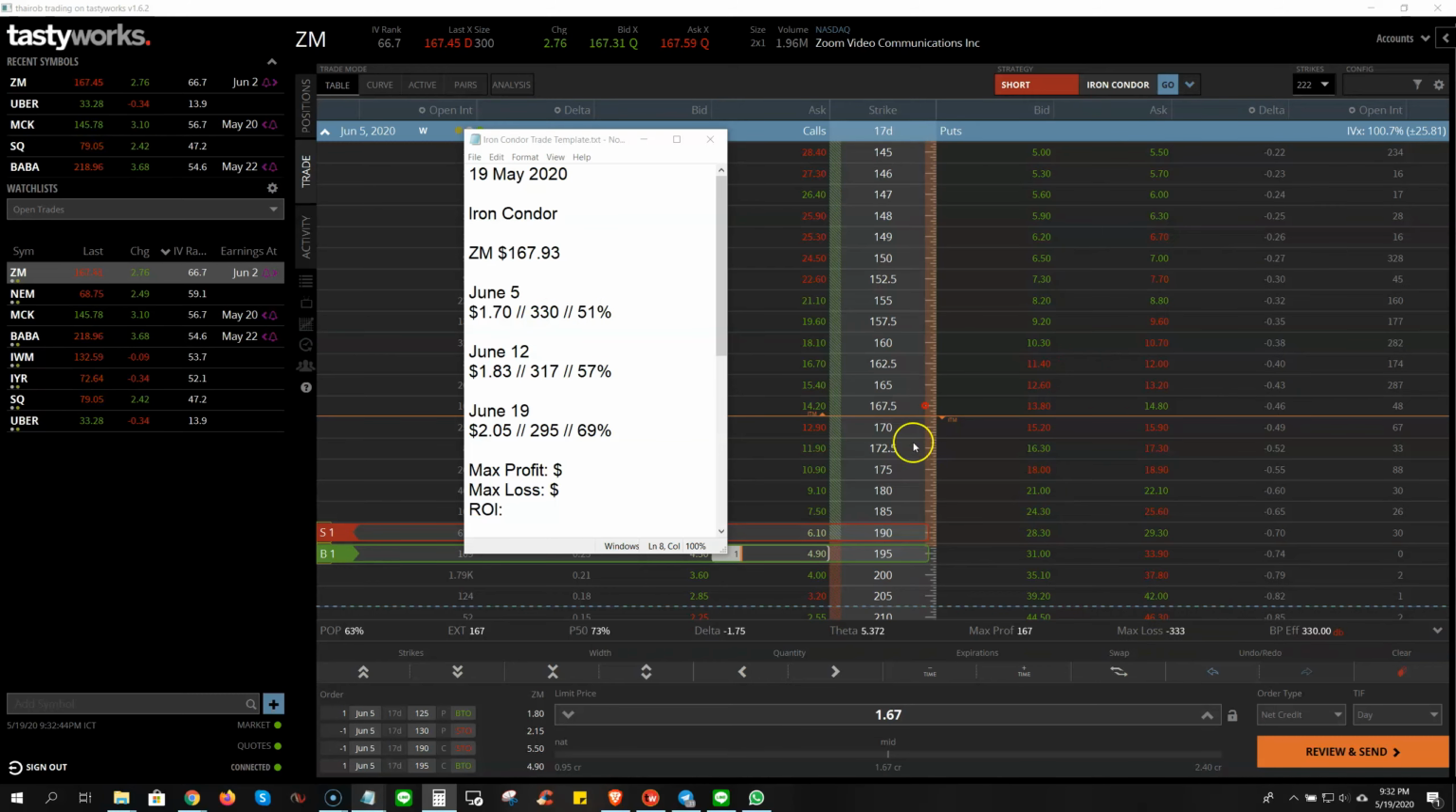We've got 51%, 57%, or 69%. So in one week's difference here, we've got 6%. Now one week's difference here, we've got 12%. Okay, so I'm actually going to go to the June 19s. I like being that far out.